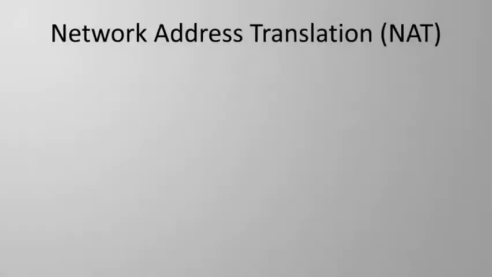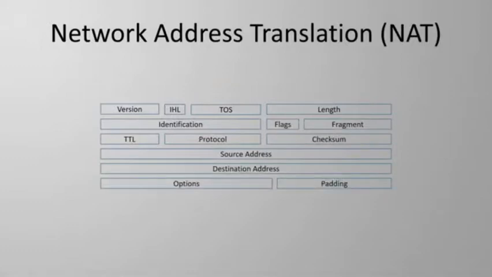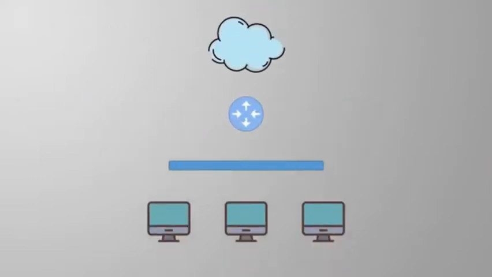Think of the header on a packet. This contains the source IP address that the packet was sent from, as well as the destination IP address that the packet is being sent to. NAT is the technology that can take an IP address in a packet's header and replace it with a different IP address. The most common use for NAT, as mentioned at the beginning of this video, is to translate between public and private IP addresses.